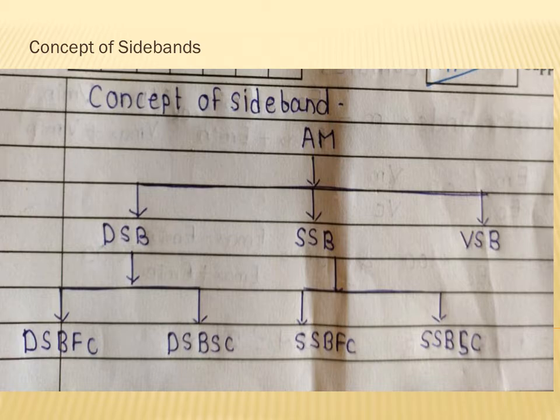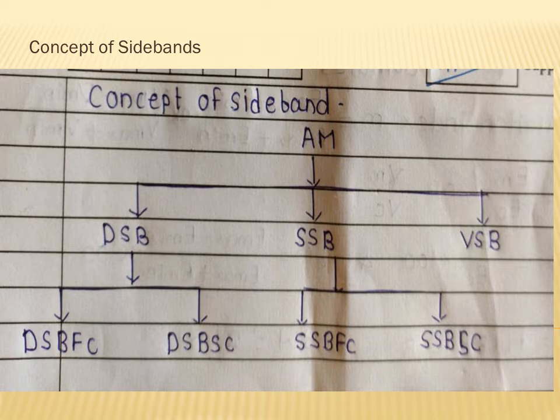Next one, the concept of sideband. Depending on the frequency components present in the spectrum, we have categorized AM as double sideband, single sideband and vestigial sideband.